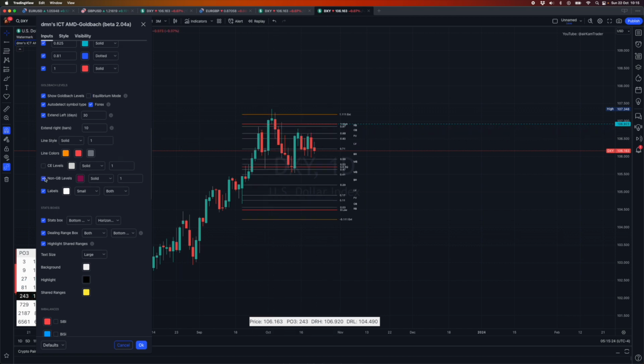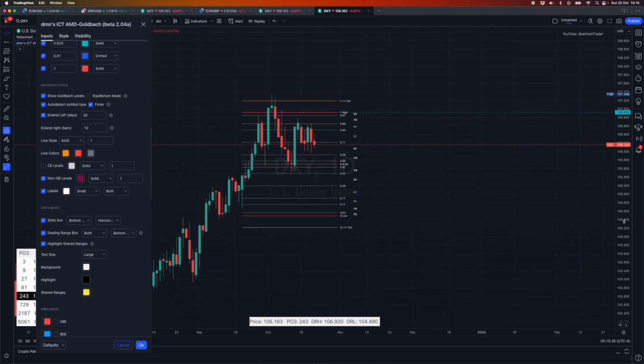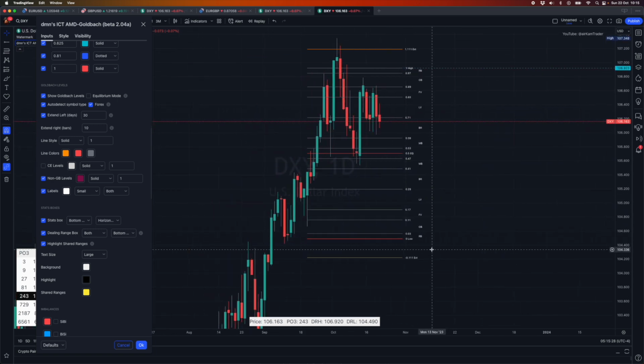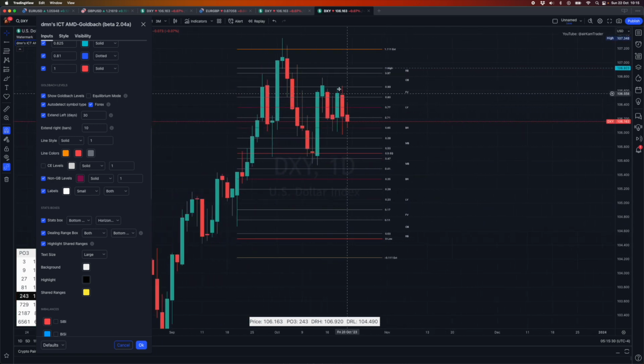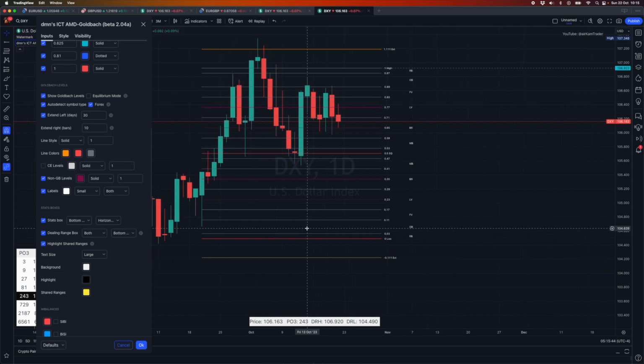Non-GB levels are an advanced concept, and you'll have to go to the book to really understand what they mean. But within the normal Goldbach numbers, you have these intermediary ranges. So this line here and this line here, these come in handy when your power of 3 is quite big and you're trying to find, or your strategy uses certain techniques that take advantage of these non-Goldbach levels.